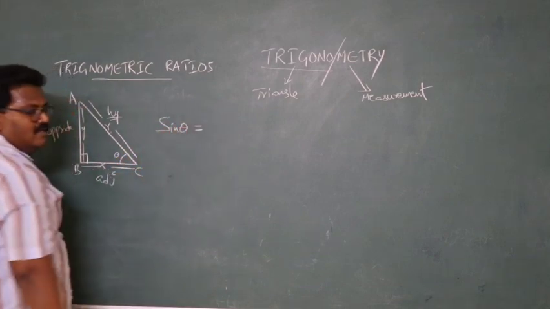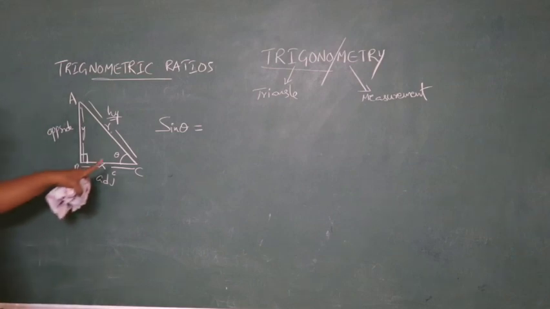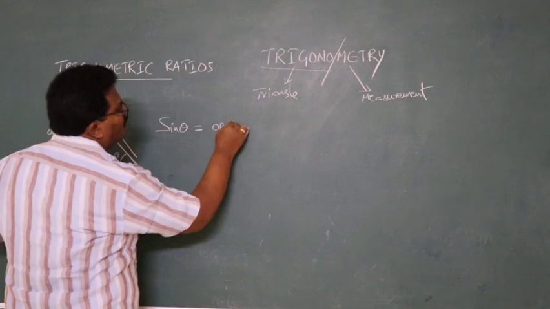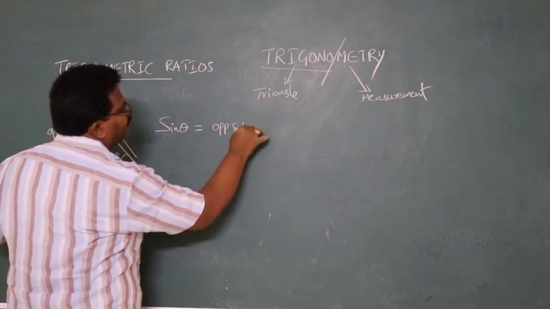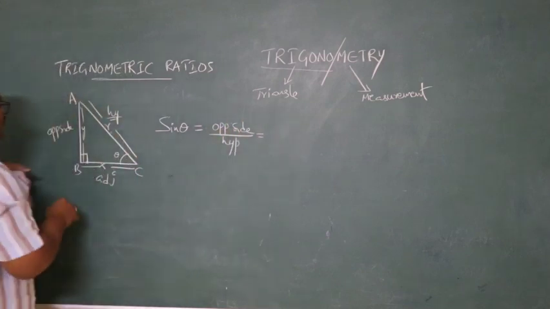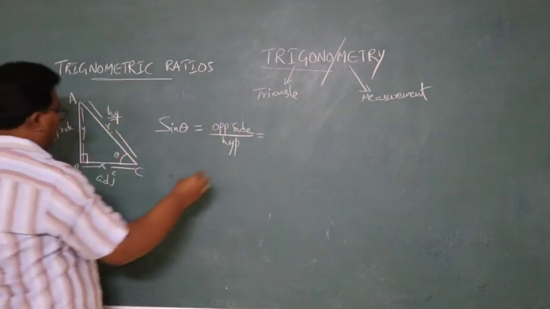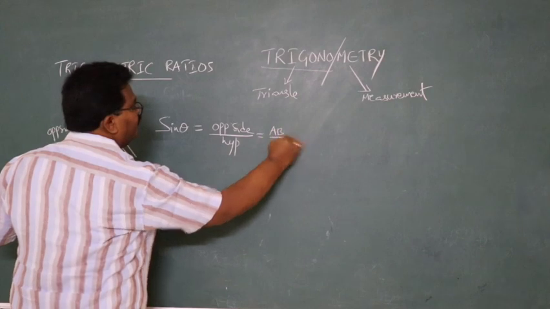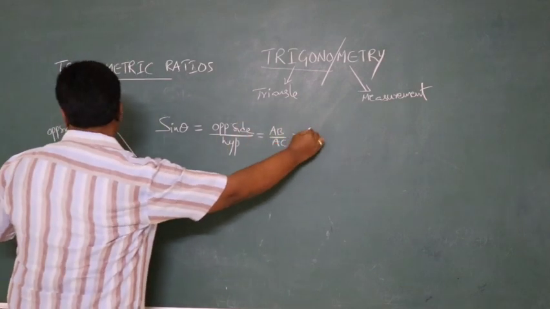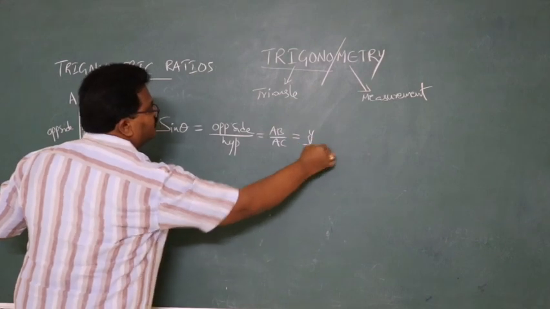Now the first ratio, sin theta. What is meant by sin theta? The definition of sin theta is opposite side by hypotenuse. Here the opposite side is AB, and the hypotenuse is AC, so sin theta is AB by AC, or y by r.